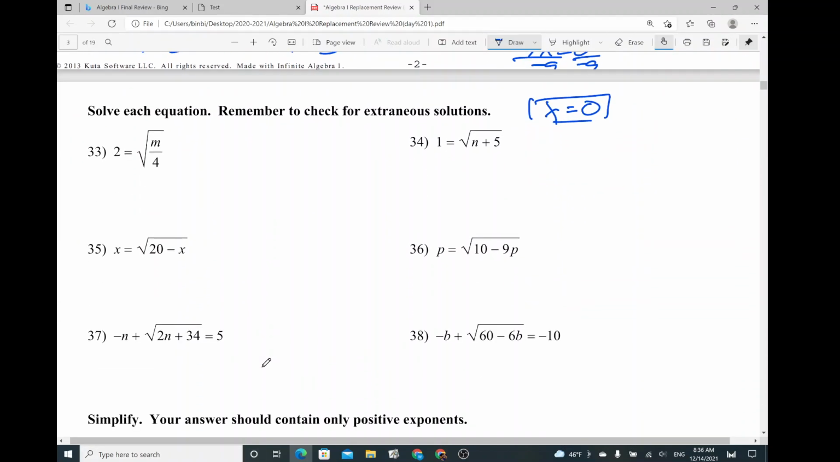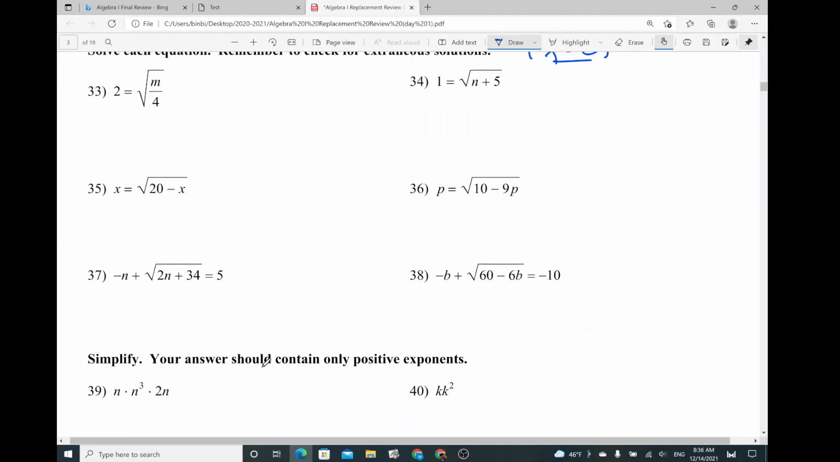And now what about the radical equation? Okay, so let's do one problem here. For a radical equation, again, we want to isolate the radical, just like the way that we isolate the absolute value. So like this one right here, negative n. What we can do first is add n to both sides. So we got the radical of 2n plus 34 equals 5 plus n.